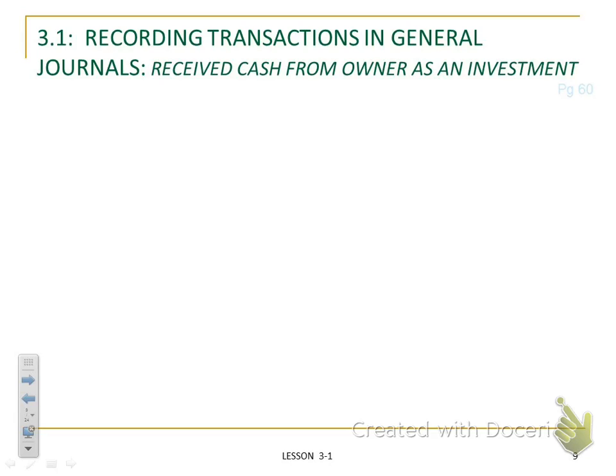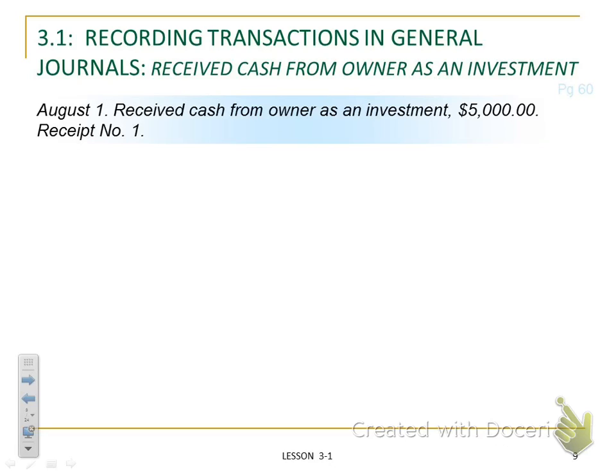Now, when we record transactions in the general journal, we're going to go through that same process that we've talked about in the past where we analyze our transaction. We're going to look at what are the types of accounts that are affected, what are their classifications, what's happening to that account, and is it debited or credited. So if we start out with our simple transaction on August 1st, we received cash from the owner as an investment, $5,000. Receipt number 1 is our source document.